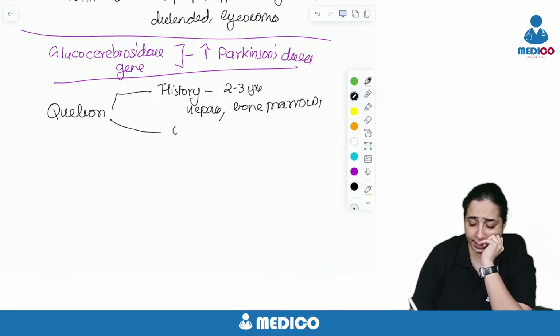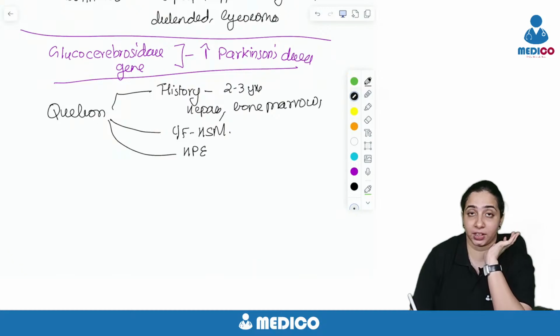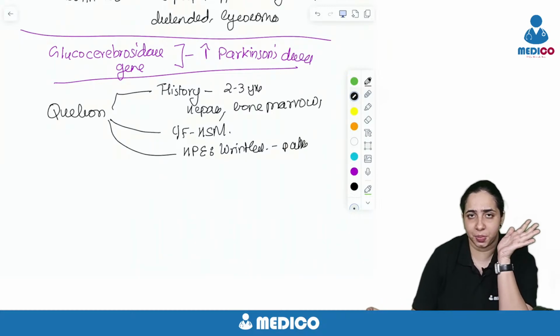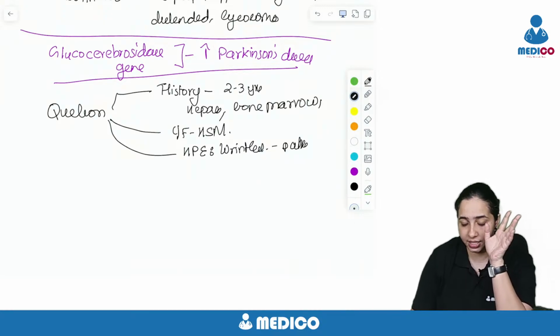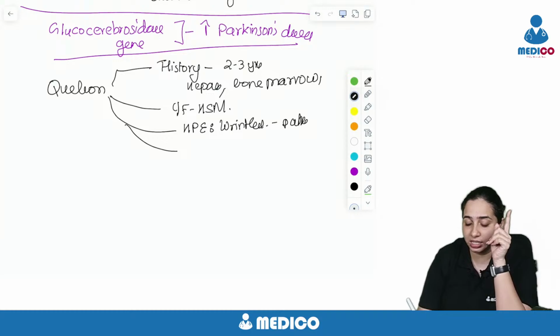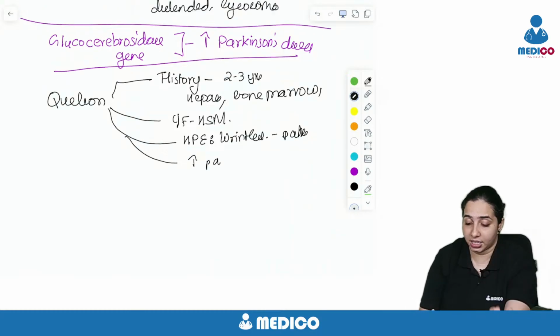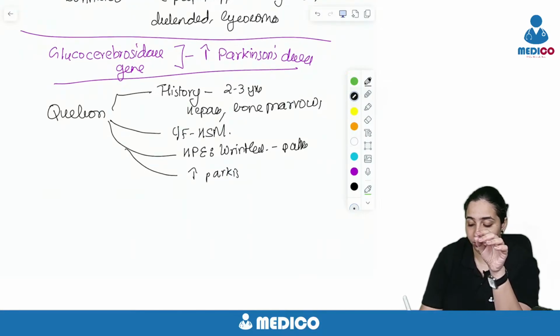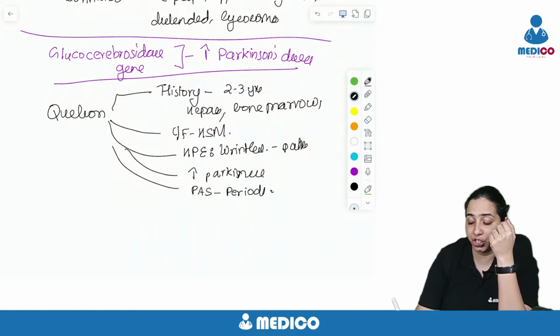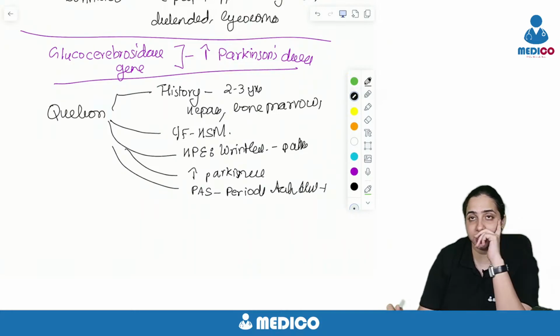Then clinical examination, again you can have hepatosplenomegaly. Now third thing is in histopathology, as far as a pathology question is concerned, you will have this wrinkled tissue paper appearance that we saw earlier. That is almost pathognomonic of Gaucher's disease. If you see that wrinkled tissue paper appearance, you will be able to say it is that same enzyme. So the extra points you need to know are that it also leads to an increased chance of Parkinson's disease, and that PAS, which is a stain, periodic acid Schiff, is positive in this disease.